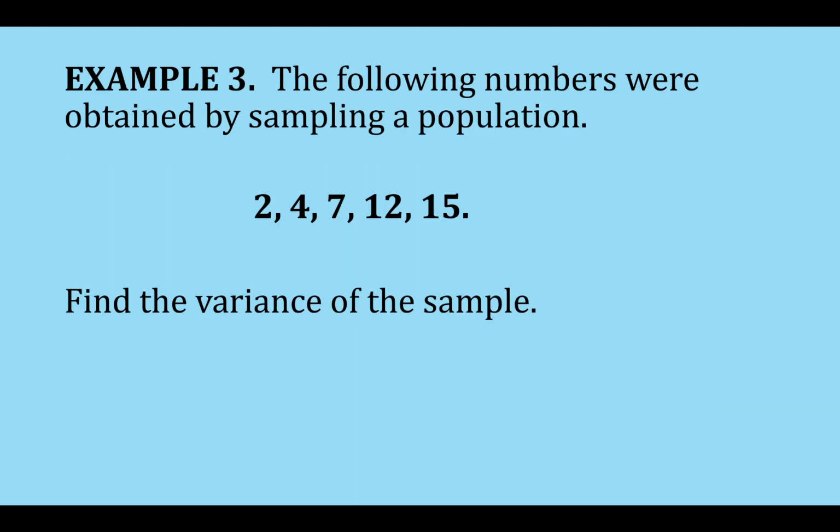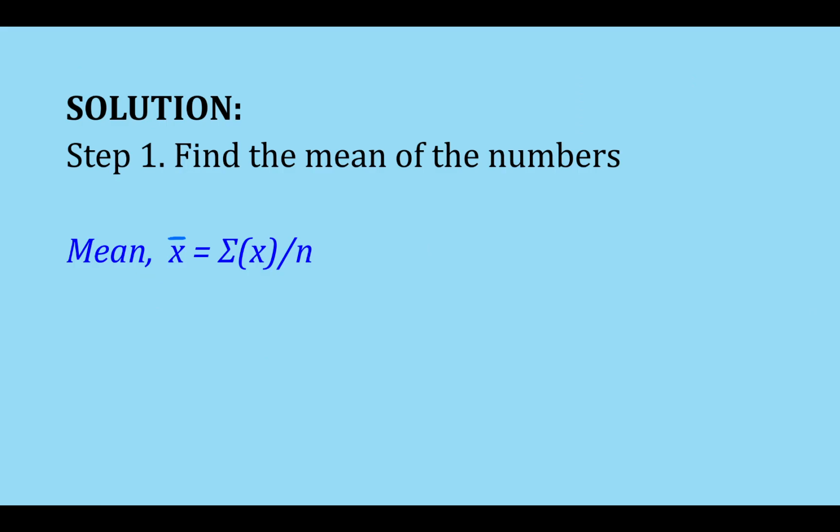We have our third example. The following numbers were obtained by sampling a population: 2, 4, 7, 12, and 15. Find the variance of the sample. The first step is to find the mean of the numbers. The mean, x bar, is the summation of x divided by n.